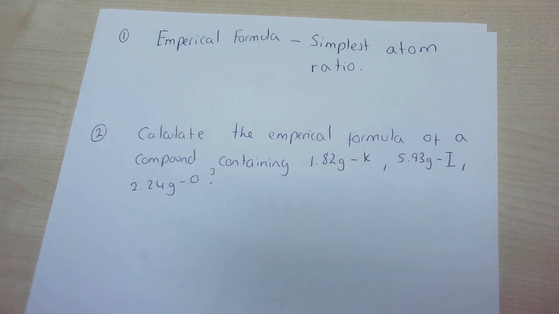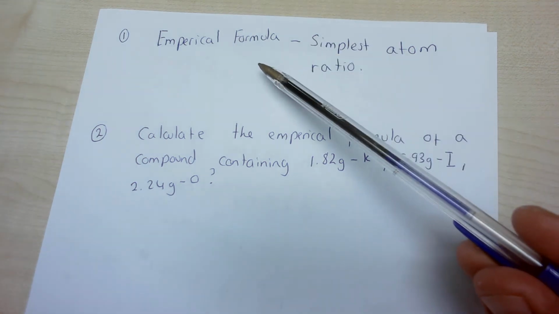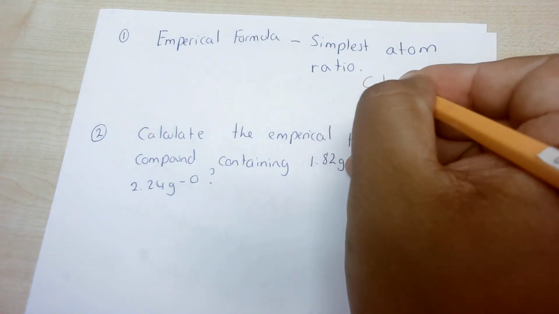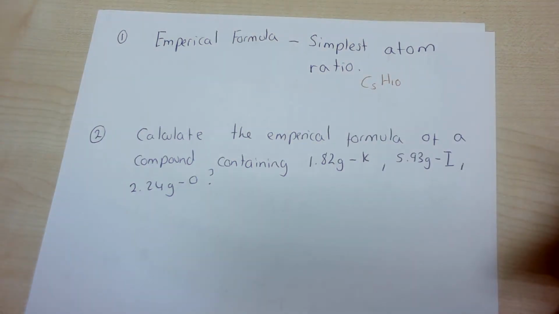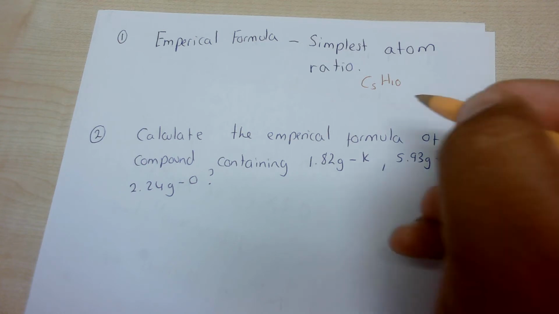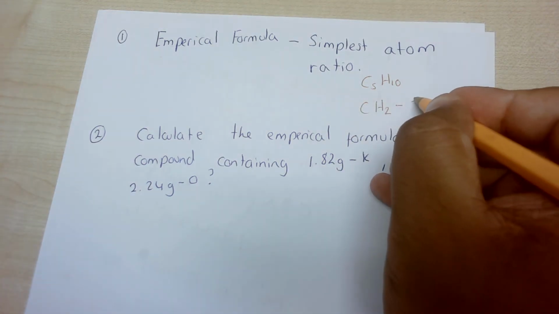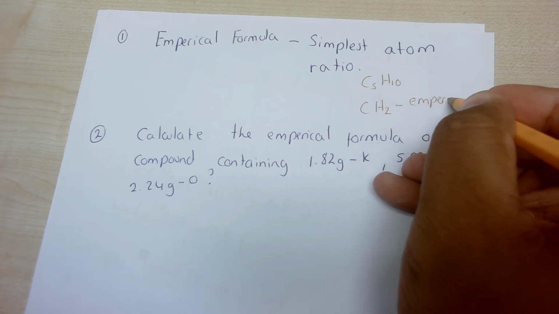I will now look into empirical formula. First of all, the definition for the word empirical formula is the simplest atom ratio. So if you did have something, let's just say for example C5H10, which is pentane, and you want to write it in the simplest possible form, it will be CH2, and the CH2 is the empirical formula.